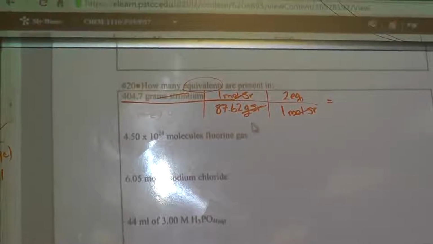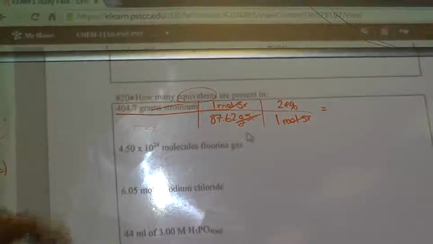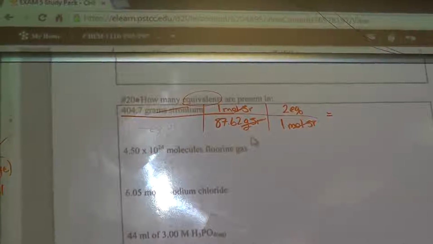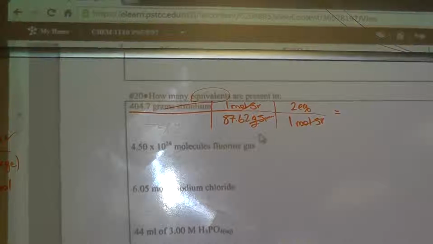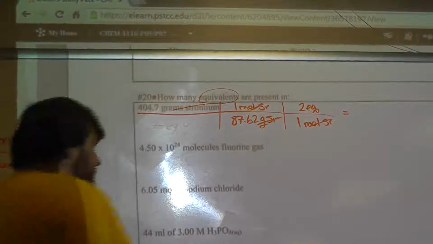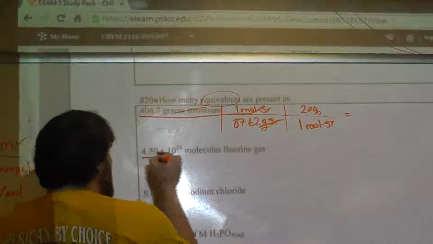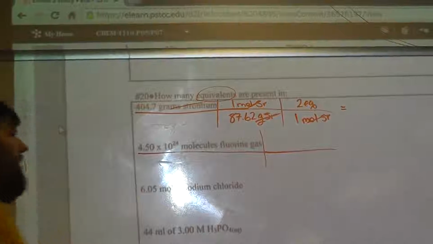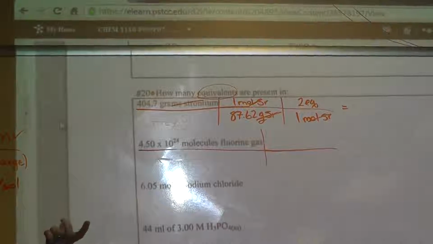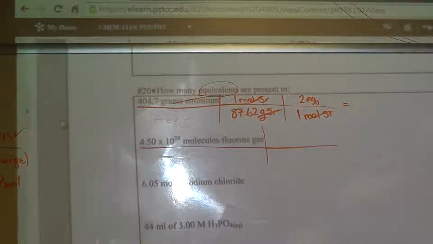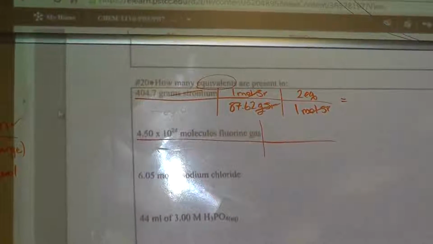So this is kind of taking what you know from the formula now and moving it into some stoichiometric conversions. Now we get into some more fun ones. So you can ask equivalents in some other units, so let's do it in molecules of fluorine gas going to equivalents. So we need to get out of molecules and into moles, because that's the only way we can get back into equivalents. What's our conversion factor to get out of molecules?